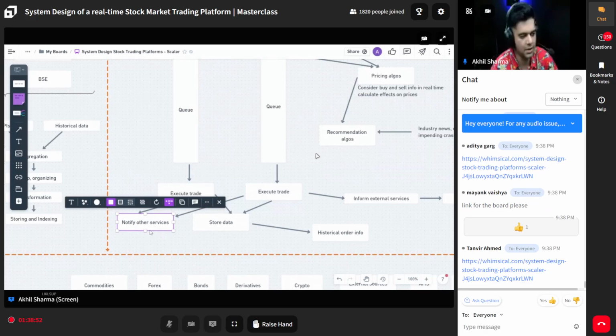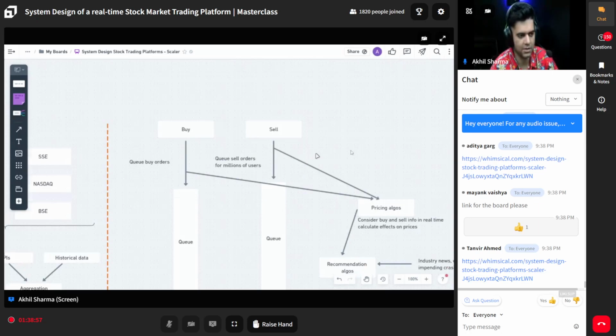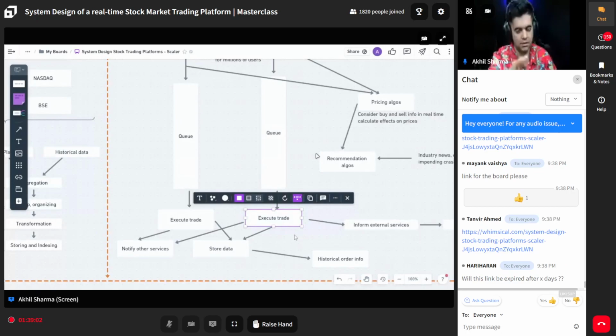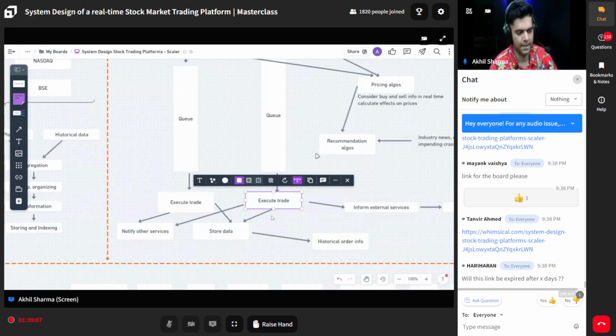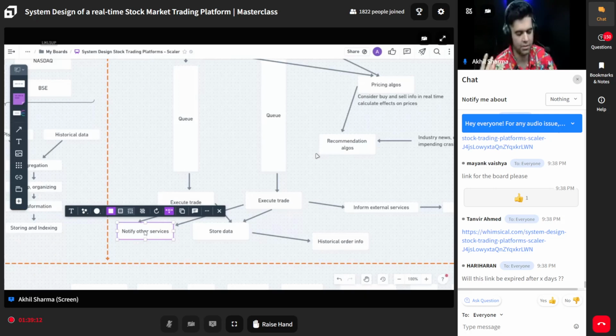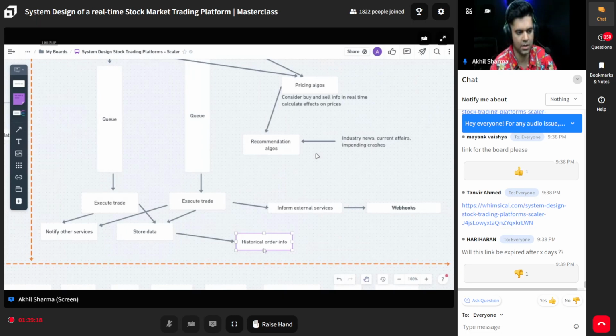Similarly, there's a sell queue. Buy and sell are two different things. For a sell queue, again, the trade is executed: you sell this stock, or buy this stock, sell this currency, or buy this currency. All of that data has to be notified to other services, like an email service, reporting service, or auditing service. It also has to be stored for historical order information, because every user wants to see what he did in the past.